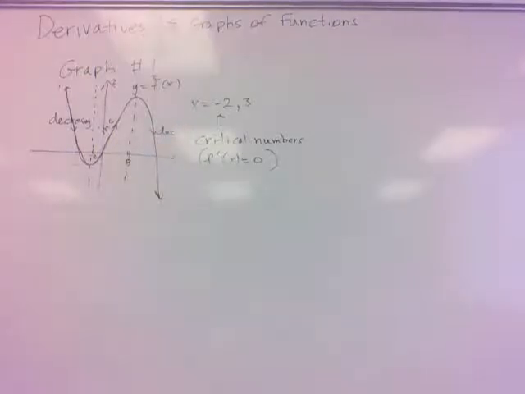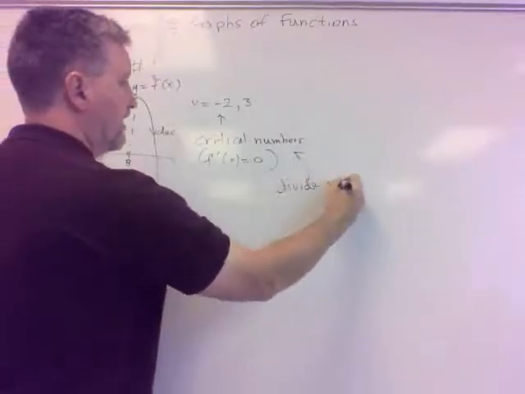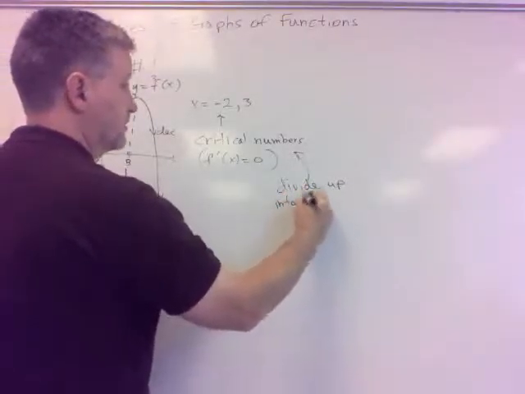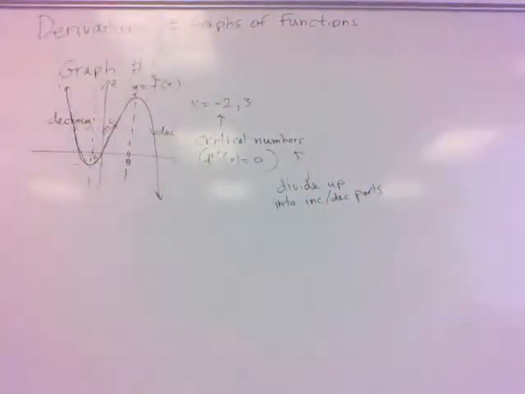Okay? And so one other thing we haven't mentioned here is that the critical numbers usually divide the graph into increasing and decreasing parts. All right? So that's one thing about it. So the critical numbers also divide up the graph into increasing and decreasing parts. That's going to be useful, because that is what we're going to use here.